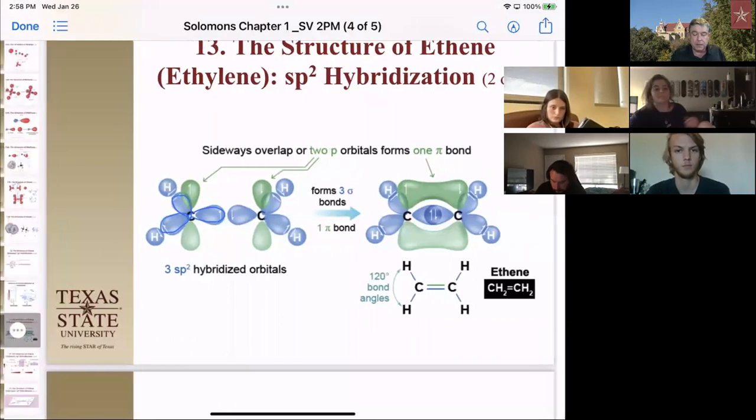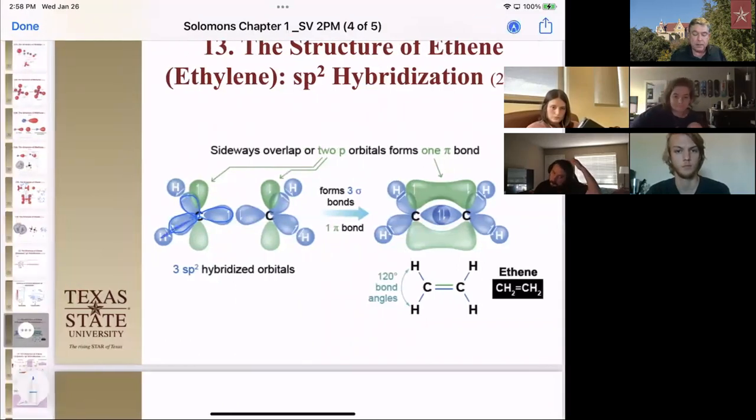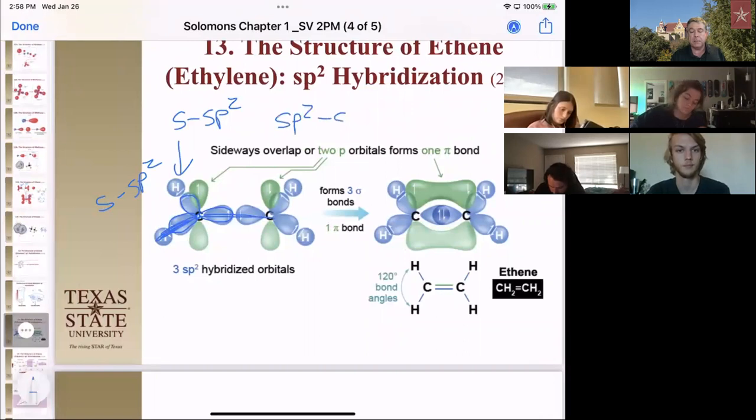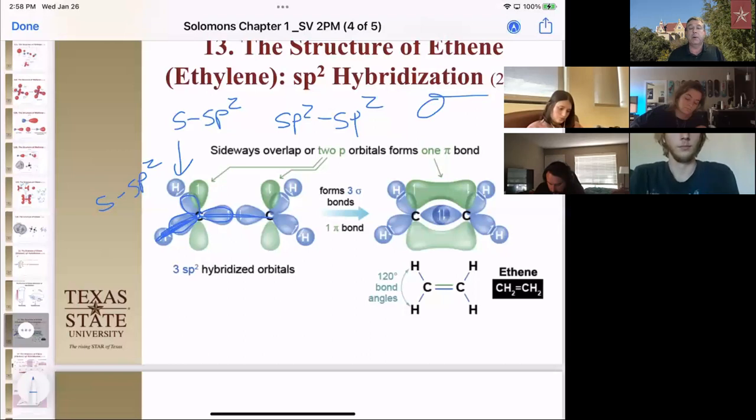So we're going to bond the first one right here. This is going to be our s to sp2. This one's going to be our s to sp2 because of the hydrogen. And this one in the middle is going to be an sp2 to sp2. And they're all sigma bonds. They're all directly in between the nucleus and the nucleus of the neighboring atom.